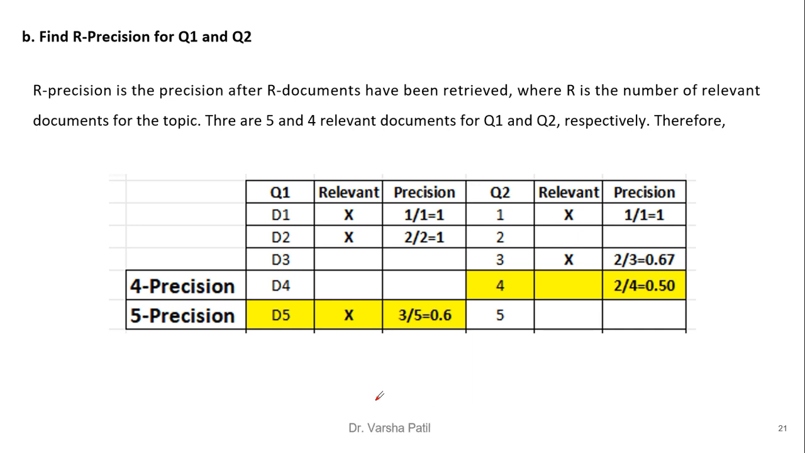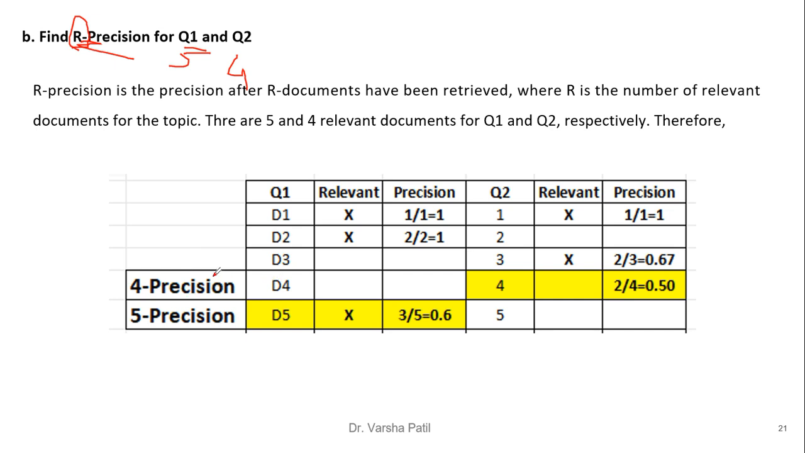Next is to find out the R precision for Q1 and Q2. Now R precision, R is nothing but how many relevant documents there are. Here for Q1 5 documents are relevant and for Q2 4 documents are relevant. So we need to take the precision at this R value.